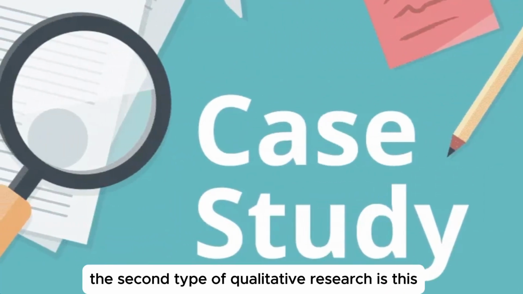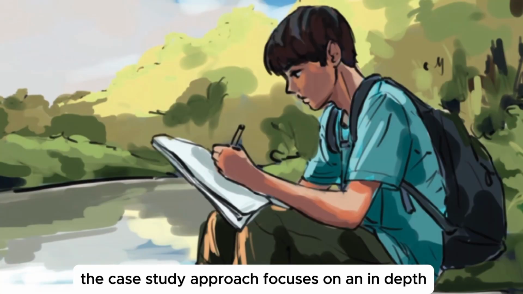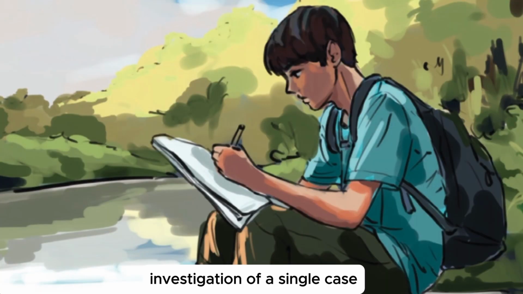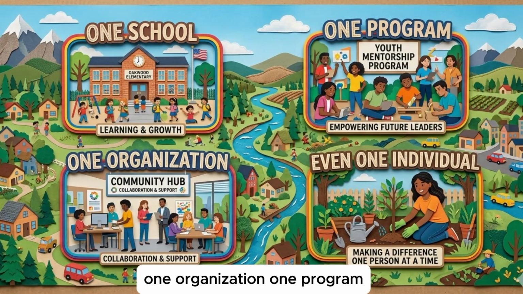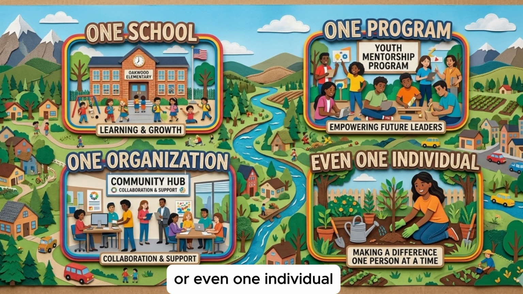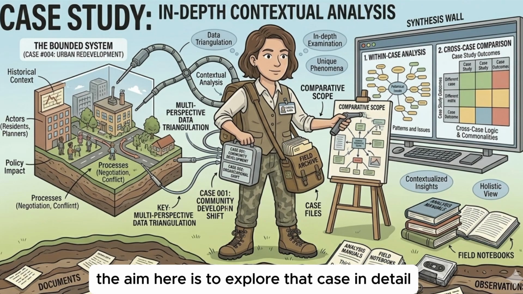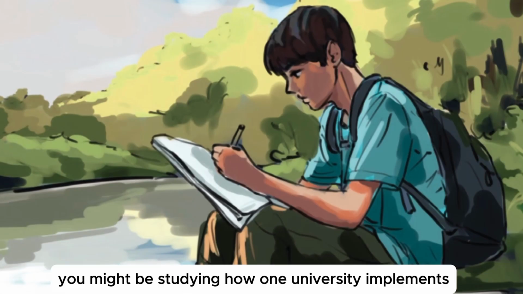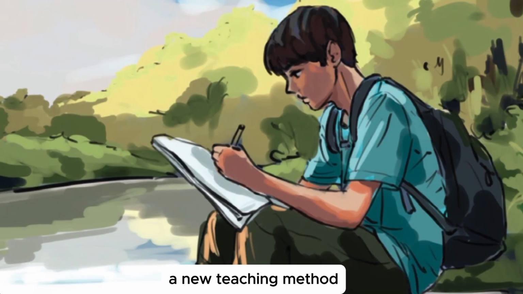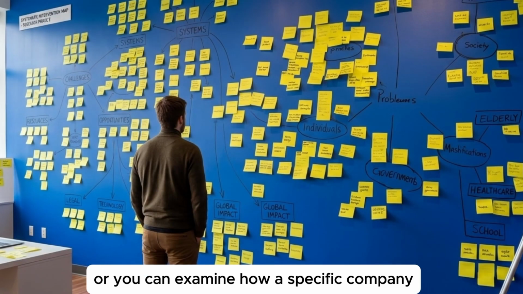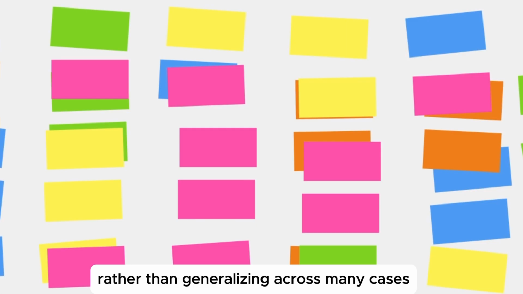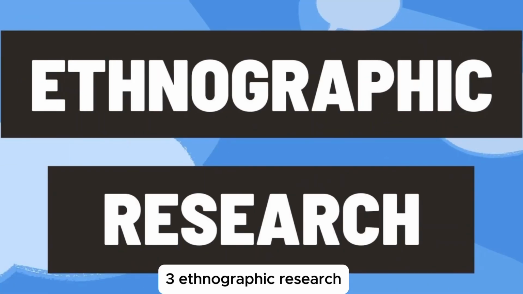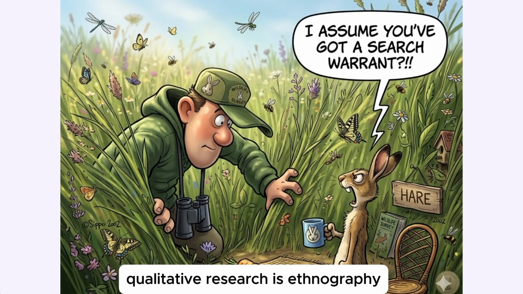The second type of qualitative research is case study. The case study approach focuses on an in-depth investigation of a single case or a small number of cases. And what is a case? A case could be one school, one organization, one program, or even one individual. The aim here is to explore that case in detail within its real-life context. For example, you might study how one university implements a new teaching method, or examine how a specific company manages employee performance. Case studies are useful when you want a deep, detailed understanding of a specific situation rather than generalizing across many cases.